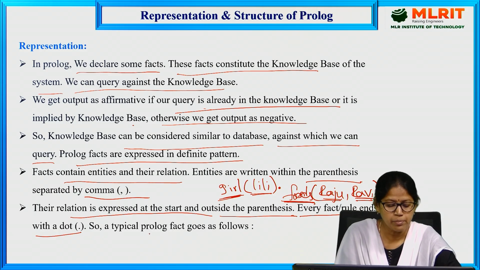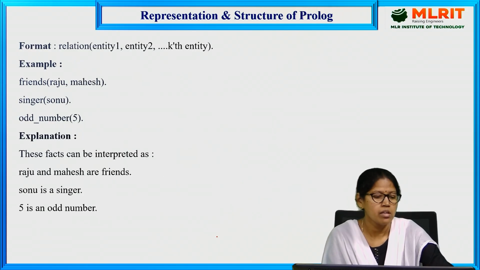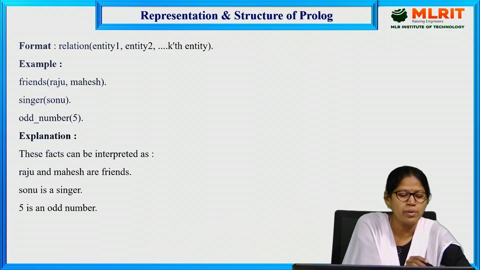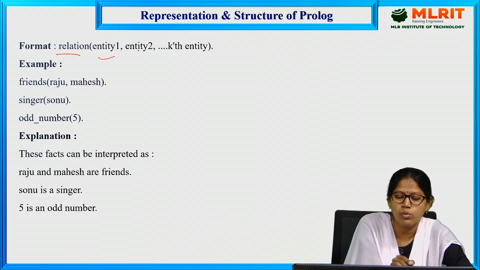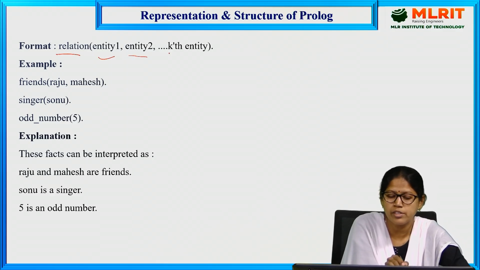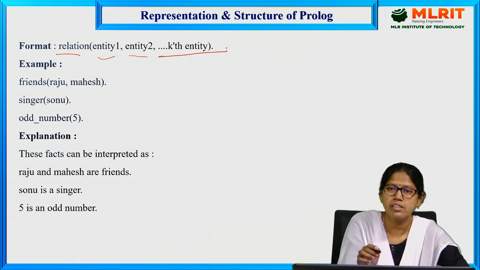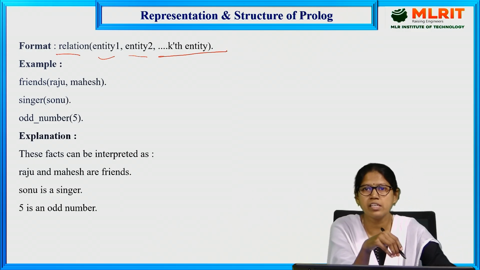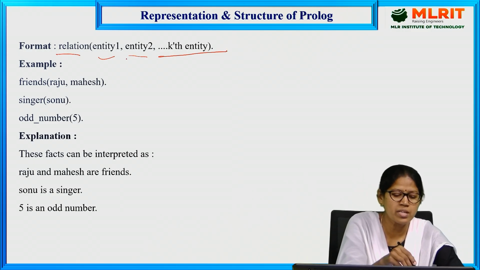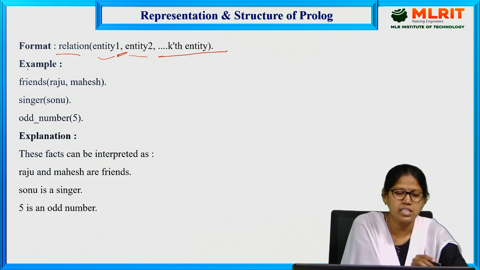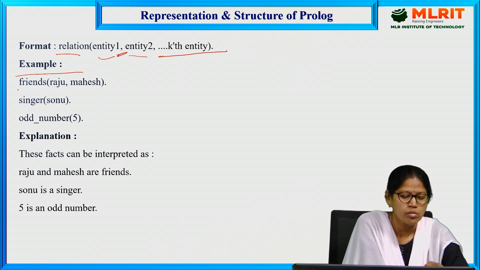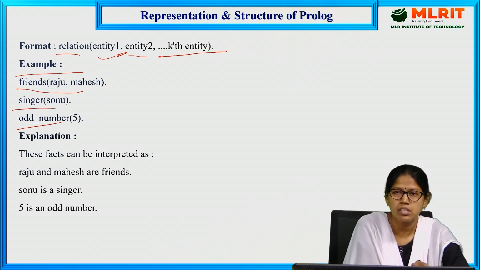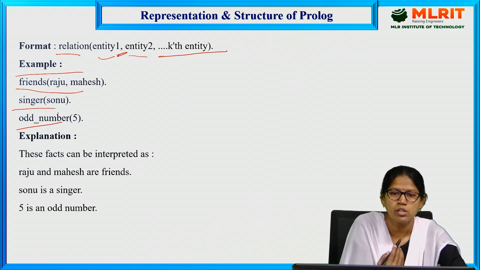So these are typical Prolog facts. The format is relation, object 1 or entity 1, comma, entity 2, and so on, up to the Kth entity. We can separate all these entities with the comma separator. Okay, let's see the example. So the first statement, second and third, like that we can write in the knowledge base.